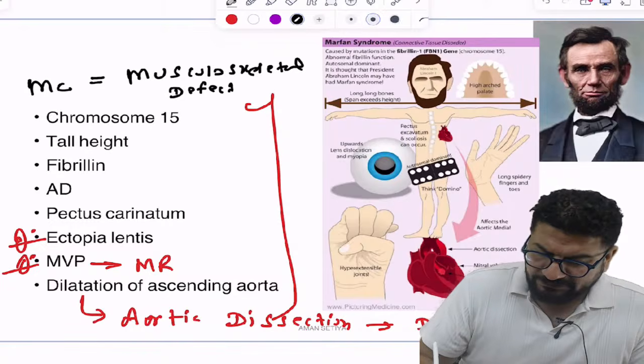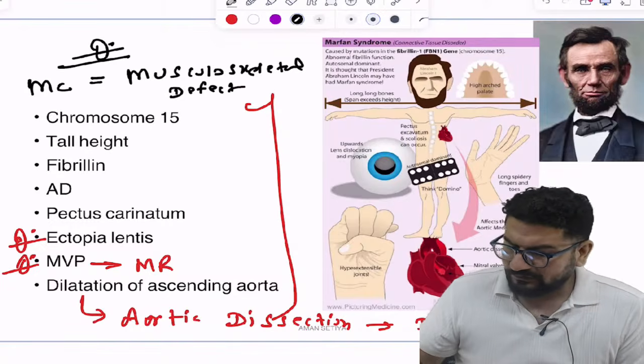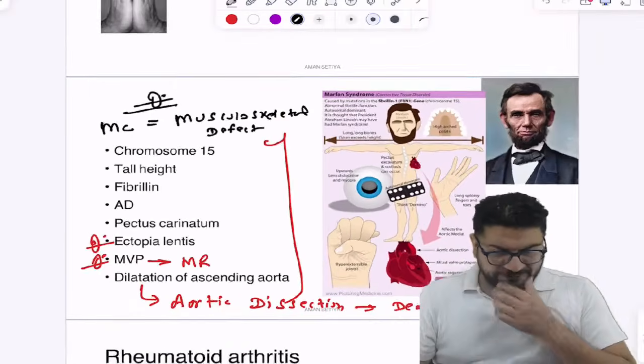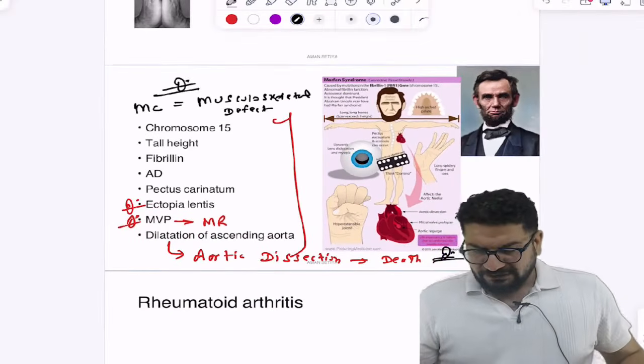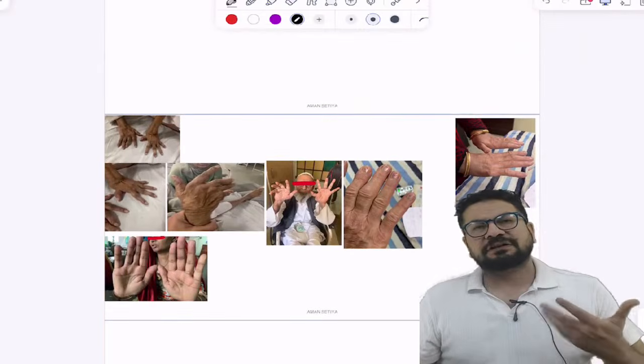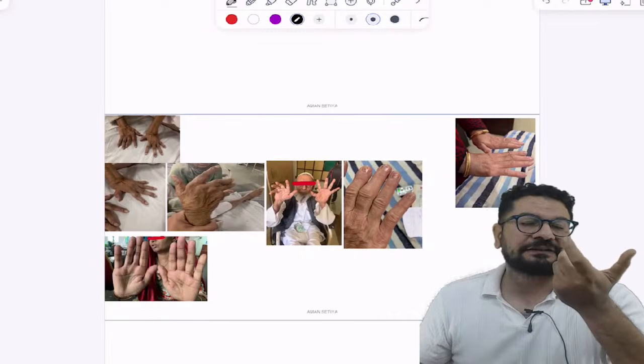And second thing, what they ask you is cause of death. Cause of death is aortic dissection. So these are all the MCQs on Marfan syndrome. Okay, now rheumatoid arthritis, they mostly ask questions on the different types of arthritis, I can say findings which we see.